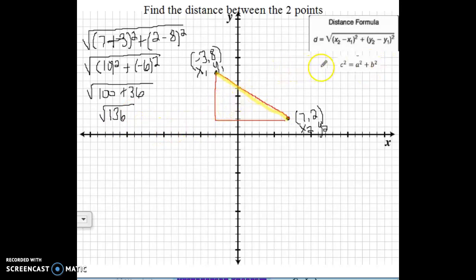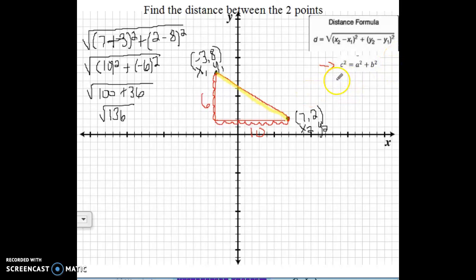Alright, and in Pythagorean theorem, you need to know the length of each of the legs. So I could go over here and I could count the grid spaces. 1, 2, 3, 4, 5, 6. And I could count this way as well. 1, 2, 3, 4, 5, 6, 7, 8, 9, 10. And then I would plug it into the Pythagorean theorem.